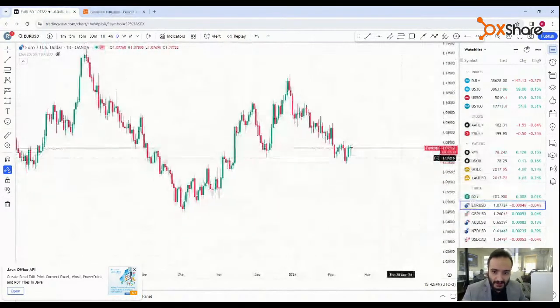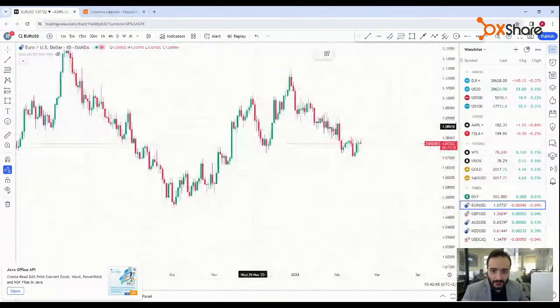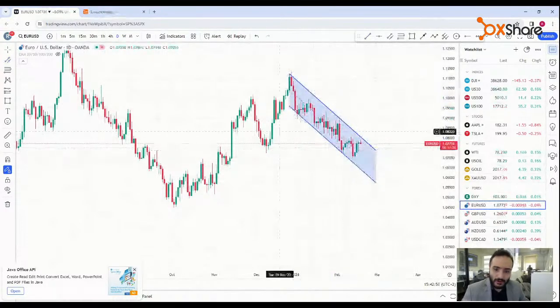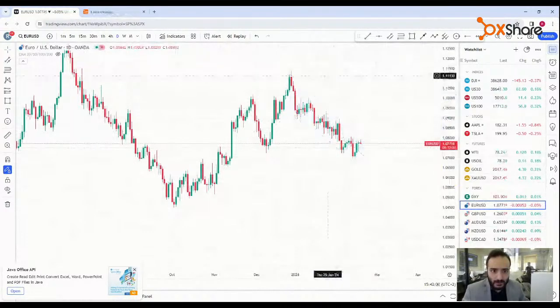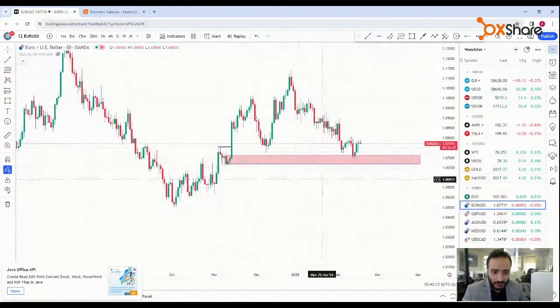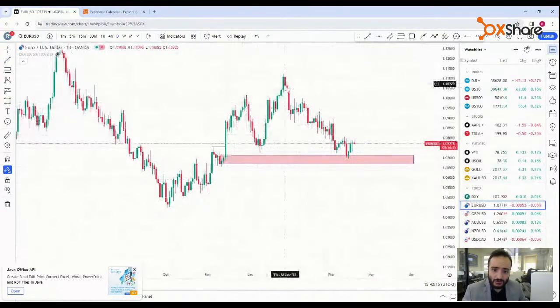So this is the daily. As you can see, we have been in a downtrend for some time. Okay, and then we got this huge green candle over here, leaving a very well defined order block, a very well defined supply zone. As we can see, we took time.